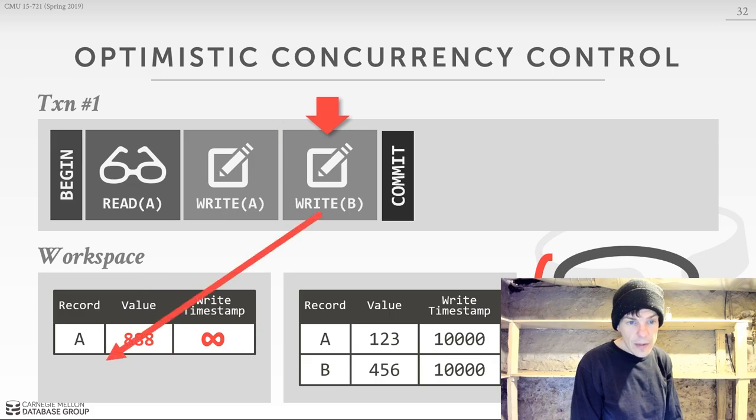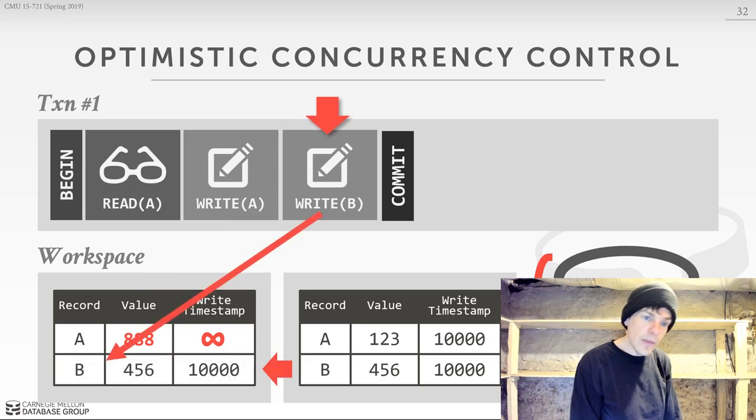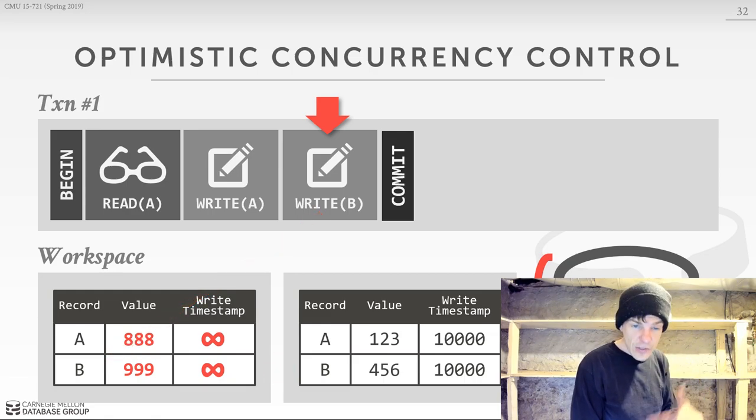Likewise, when we do a write on B, same thing. We copy it from the global workspace into our private workspace. We update the value with whatever the new value we want to install, and then we set the write timestamp to be infinity. So now at this point, the transaction is going to ask to commit. Or the application is going to say, from the command line or within the program, commit my transaction. But now there's a bunch of extra work we have to do before we're allowed to truly commit the transaction, to check to see whether there were any conflicts that occurred while we were running.